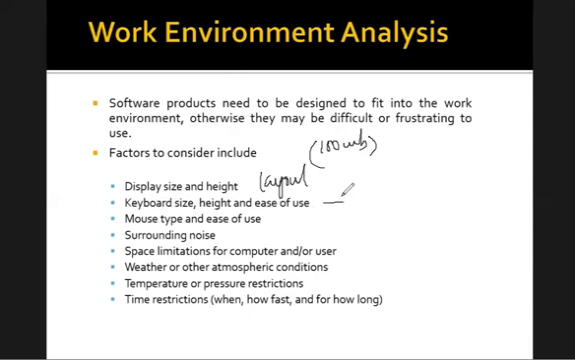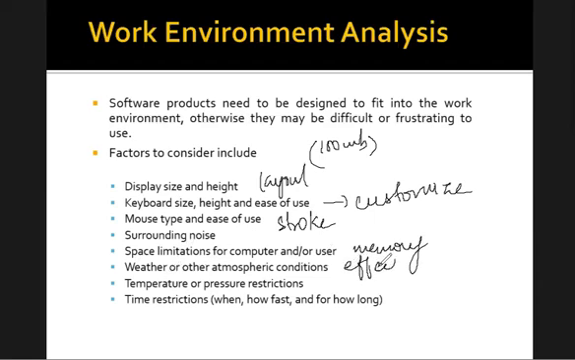In your phones, you have this option where you can customize the keyboard size and height. Then mouse, what is the mouse type, ease of use. There are different options for mouse types, whether the mouse is going to be displayed every time or only when it is moved, only when a stroke is being performed. Then what is the surrounding noise, space limitations for computer and for user, that is how much memory is there, how much memory files can be uploaded, weather or other atmospheric conditions, how they're going to affect the application.